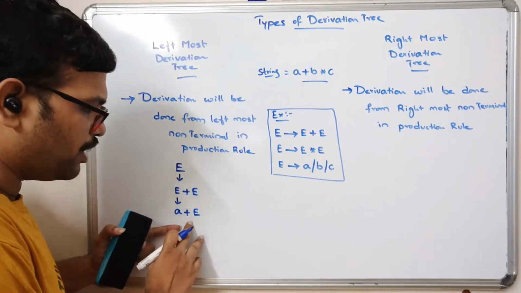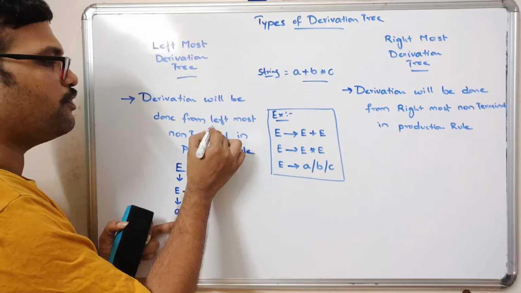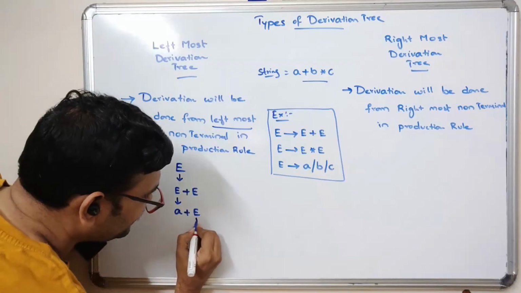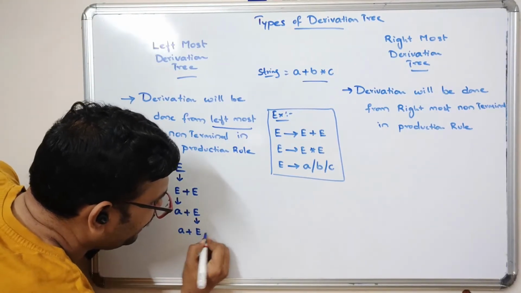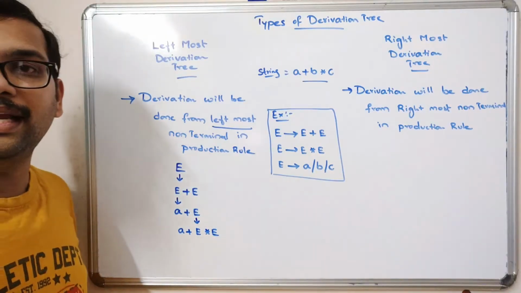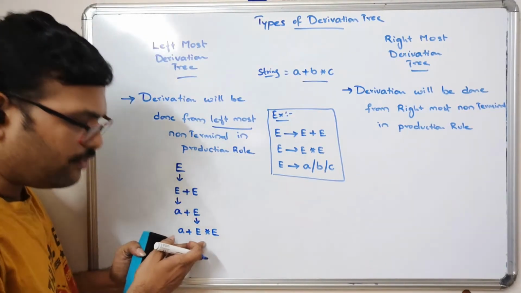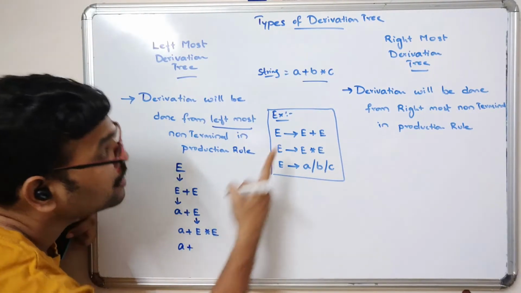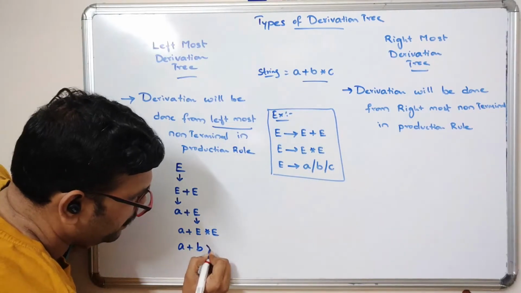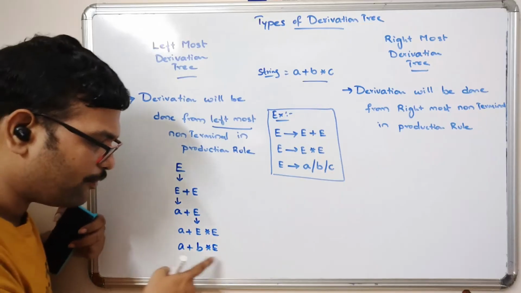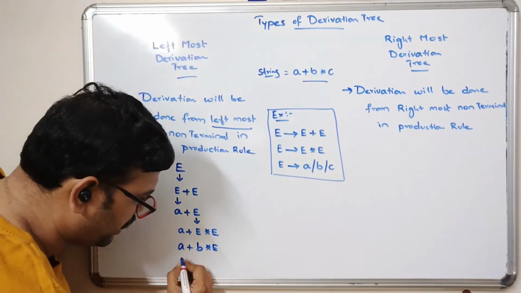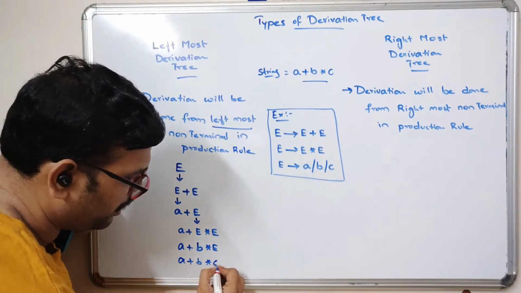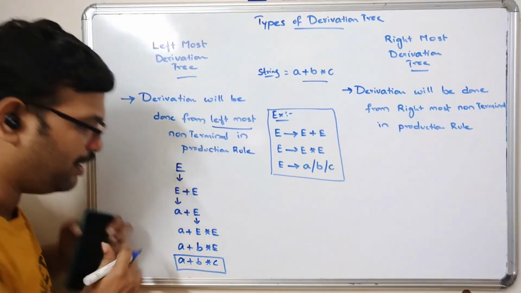After getting the result, again check for the leftmost non-terminal. This is the leftmost non-terminal. Now according to the string, B into C, this will be given as A plus E into E. So I will substitute E into E. Now among these, what is the leftmost? This is the leftmost. Now replace this E with B into E. Again, what is the leftmost? This one, because only one non-terminal is there. So A plus B into, what's the E value here? C. So we have derived the given string.